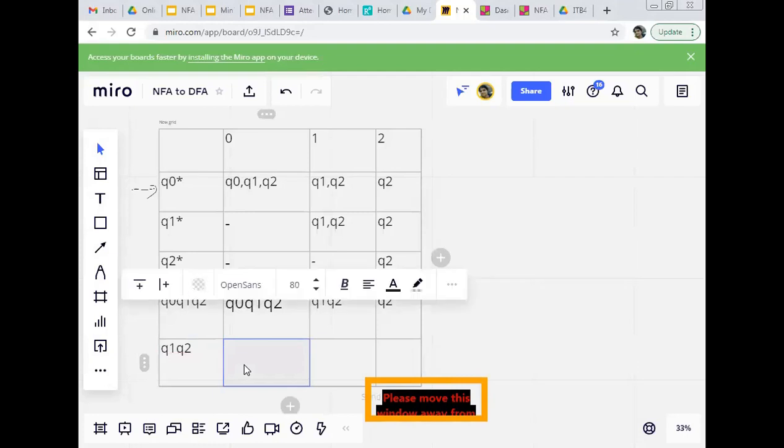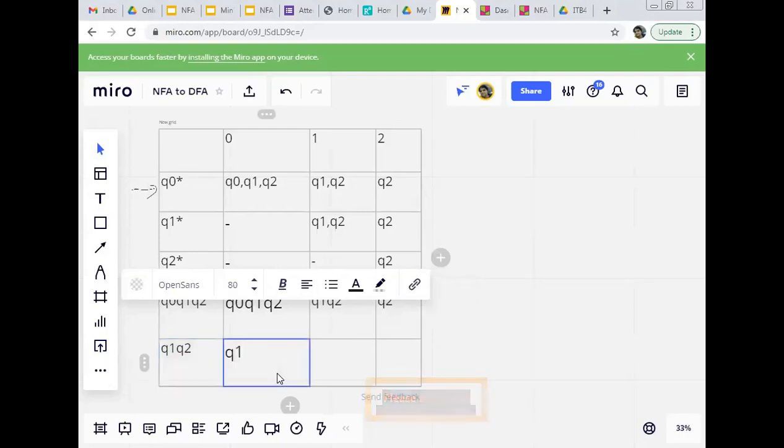Just listen carefully. Q1, Q2. How to find it? We have formed the new state. Now, Q1, Q2 on 0, Q1, Q2 on 1, and Q1, Q2 on 2 have to be found. That is delta of Q1, Q2 on 0: Q1 on 0 union Q2 on 0. Q1 on 0 is null, right? We have to find Q1 on 0 union Q2 on 0.